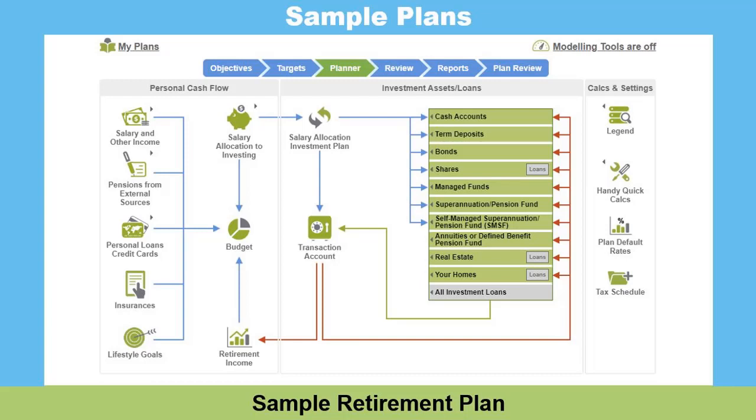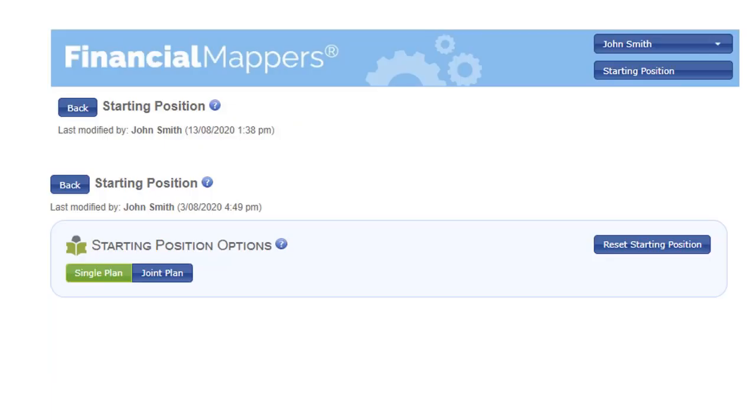This video will demonstrate the sample retirement plan in Financial Mappers. Screenshots may vary depending on which Financial Mappers product you are using. To commence, you should go to the starting position.